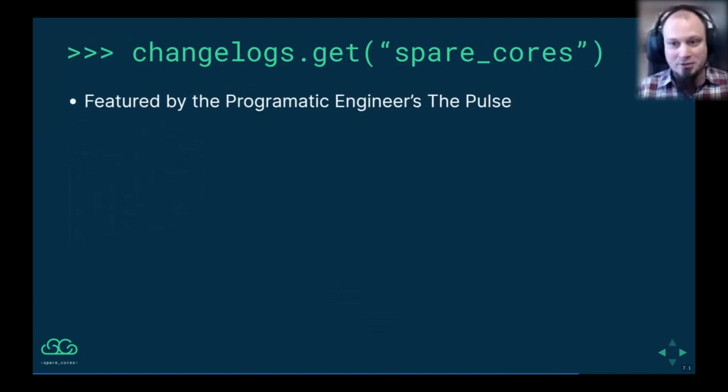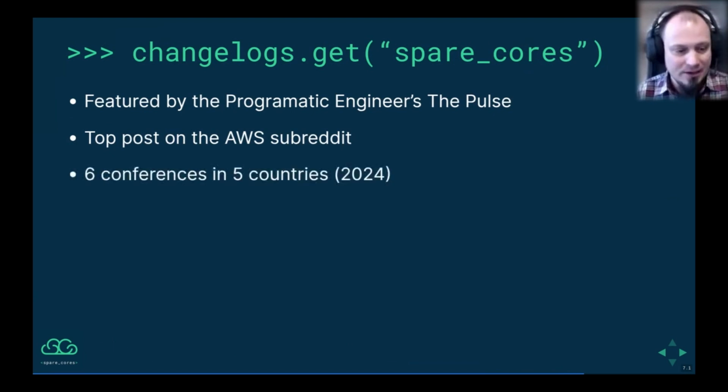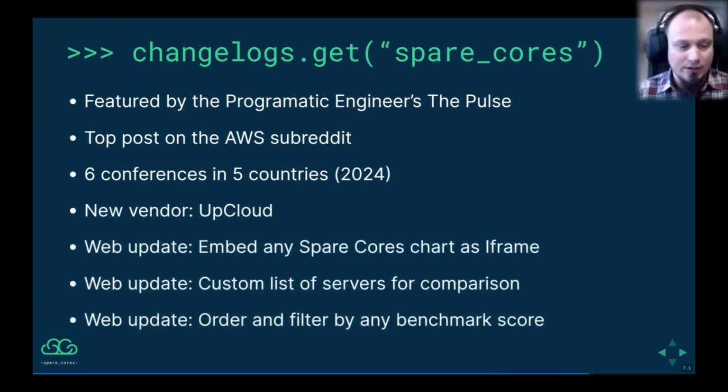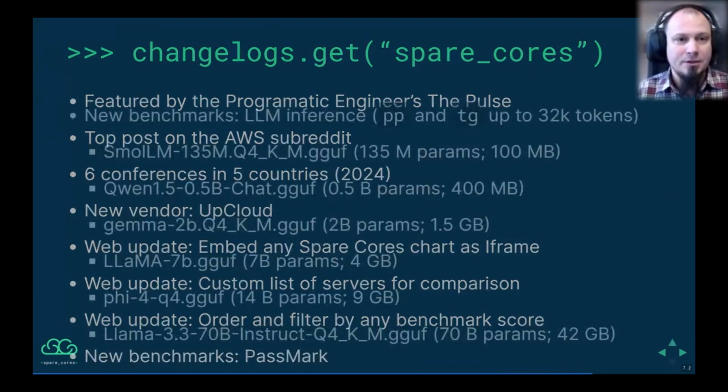And I know we have only 10 minutes, so we'll just spend 20 seconds on the recent updates. I was super happy that we were featured by the Pragmatic Engineer's Pulse newsletter in October, which received over 2,600 likes and reshares. So we got some very good feedback from the community. We were a top post on the AWS subreddit for some of our articles. We try to present our solution at multiple conferences, integrated new vendors. There were some pretty exciting web updates that you can see here, including new benchmarks like Passmark in October.